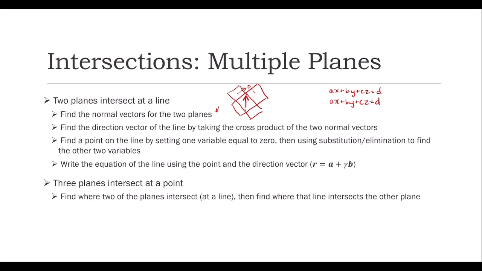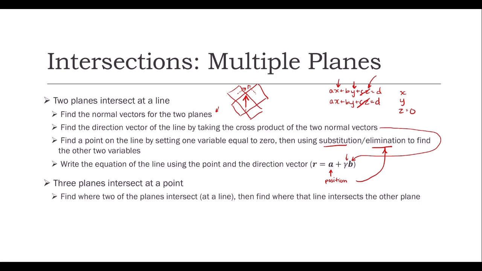So if you set one variable, like z, equal to 0, then that would go away, and you would have two variables, your x and your y. So then you could solve for x and y by using substitution or elimination, and then you would have x and y when z is 0. So you would have a position vector, and then you could write the equation of your line using your position vector found from this step, plus your parameter times your direction vector, which you had found. So that's how you would find that intersection line.